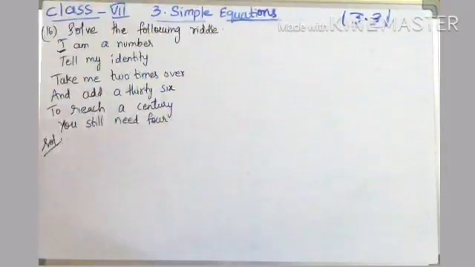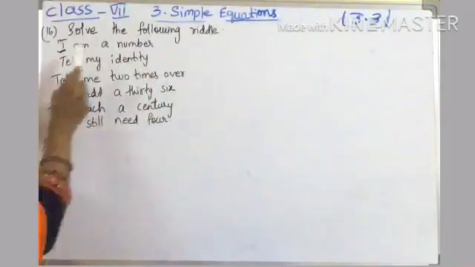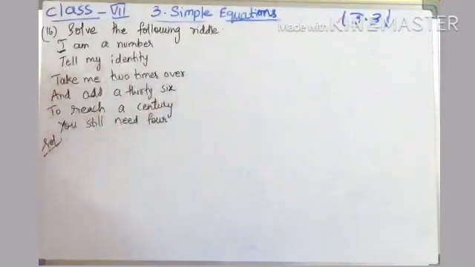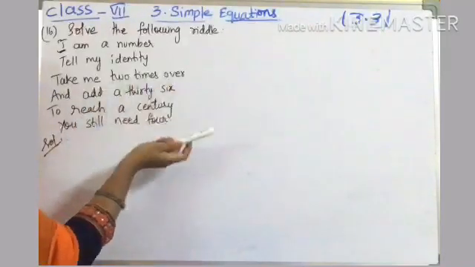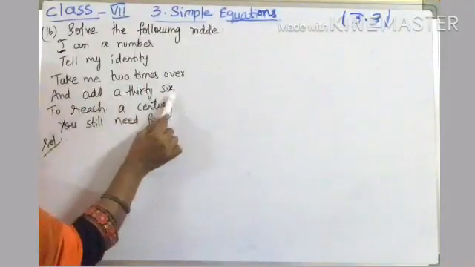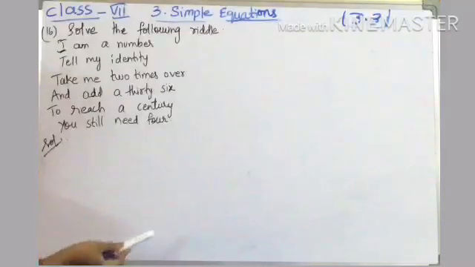Next, the last sum in this exercise, the 16th one. Solve the following riddle. Very interesting. I am a number. Tell my identity. Take me 2 times over and add 36 to reach a century. You still need 4. So here, I am a number, tell my identity means tell my value.